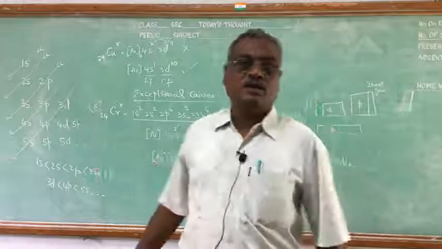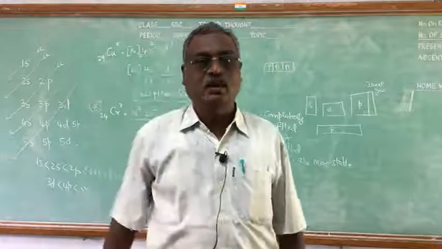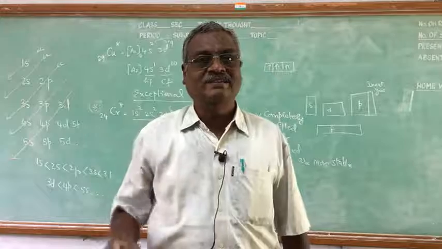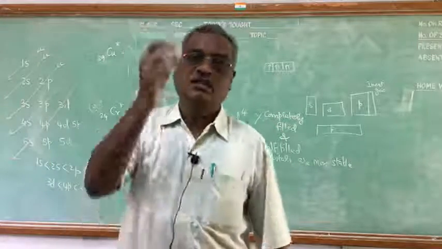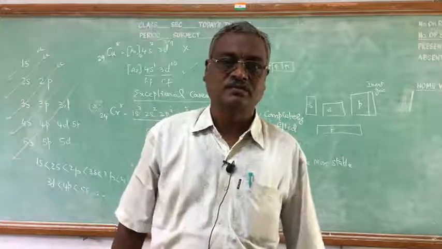Okay, I think you understood how to write the electronic configuration for each element. Starting from hydrogen, you have to learn the first 30 elements and be thorough with the electronic configuration. Okay, students.